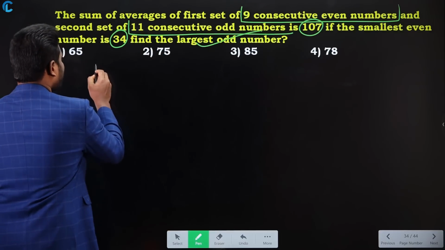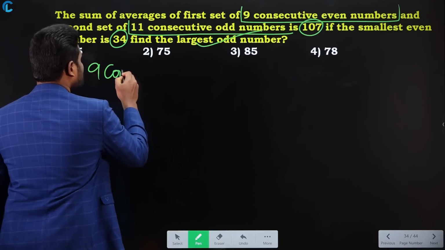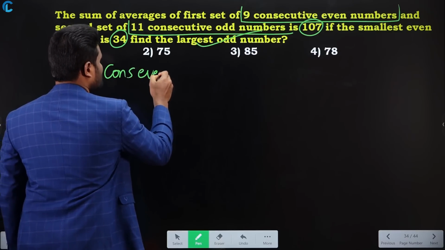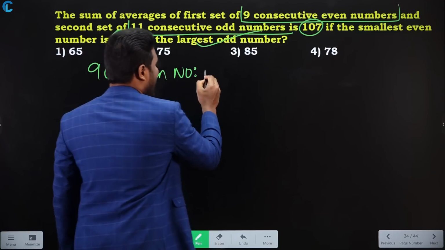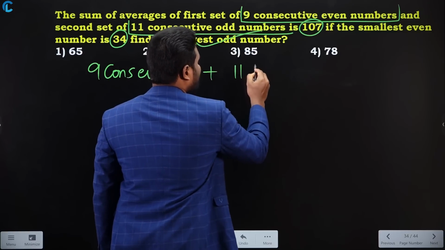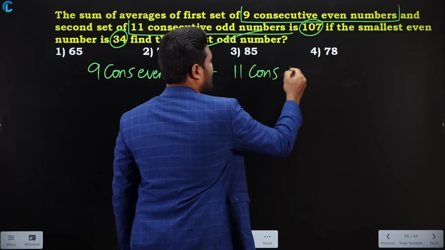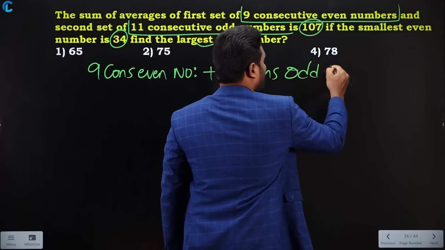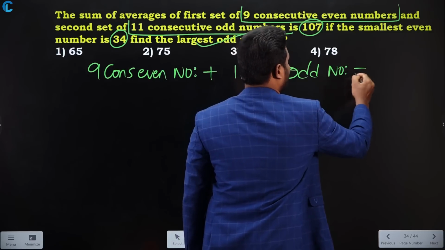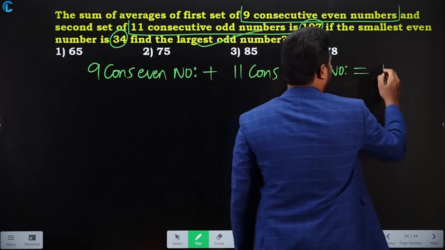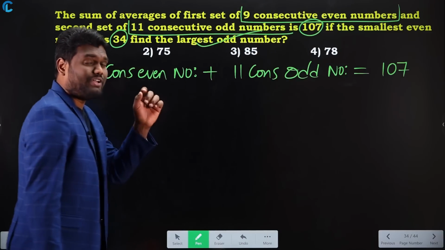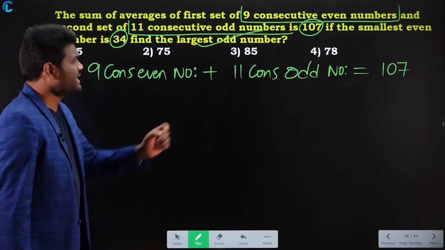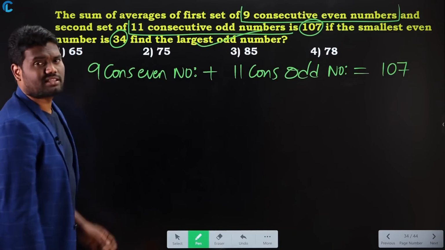So first we have a set of 9 consecutive even numbers. Yes or no? 9 consecutive even numbers. And we have 11 consecutive odd numbers. For both of these combined together, the sum of averages is nothing but 107. Yes or no? And we have one more point saying that the smallest even number is 34.